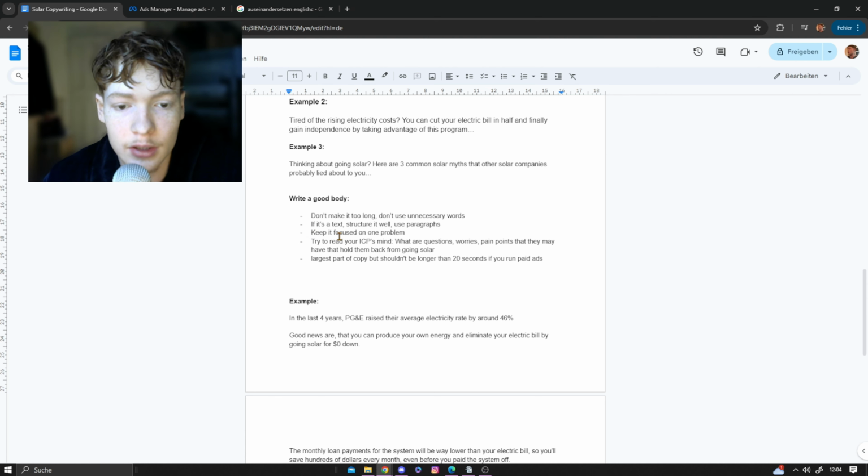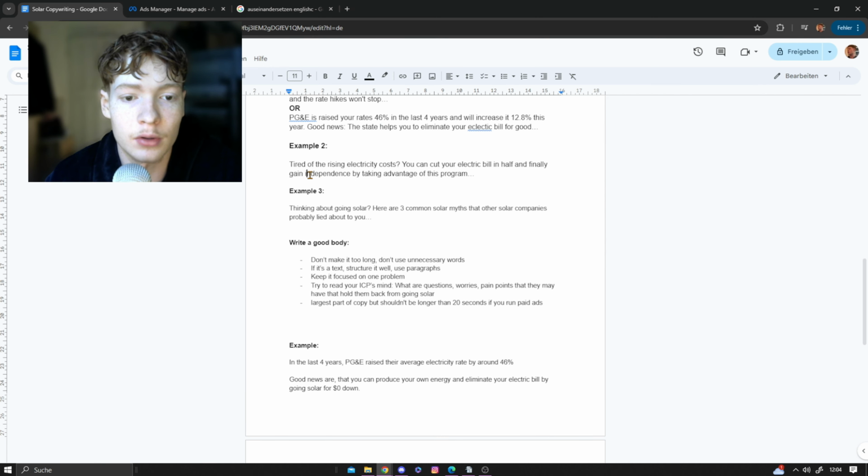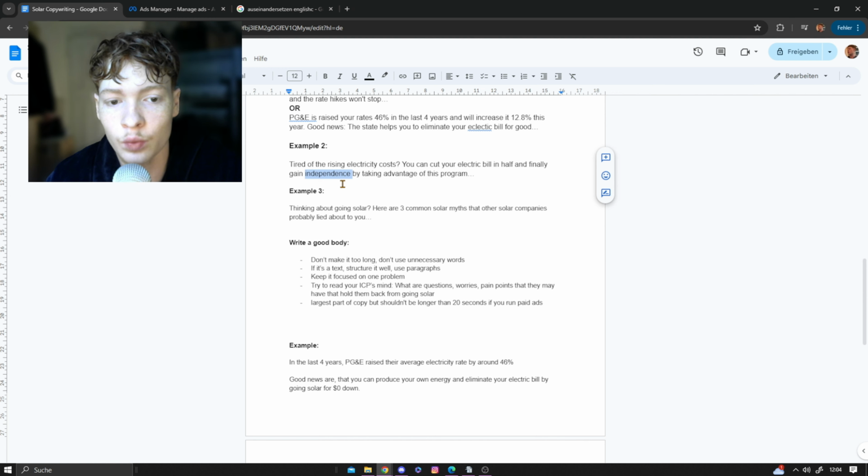Then keep it focused on the problem. As I said, you don't want to mix too much. Especially in the body, because this is the main part, you want to keep it focused on the thing that you included in the hook. So for example, when you talked about independence in the hook, and you want to highlight this and target people who want independence, then you want to do this in your body as well.